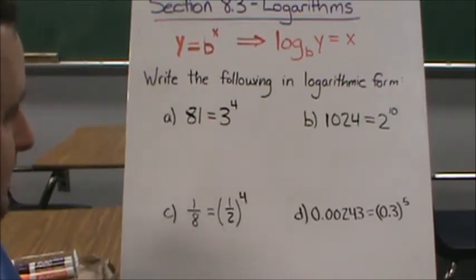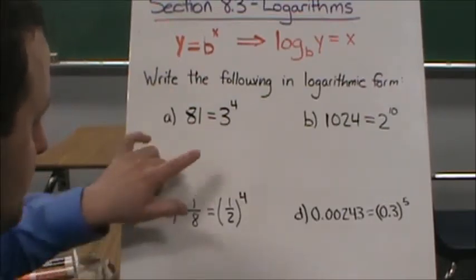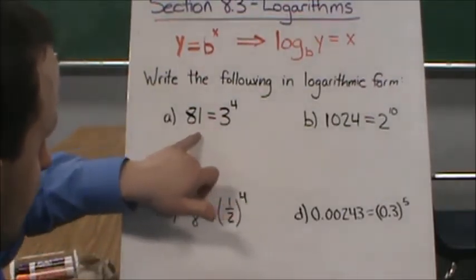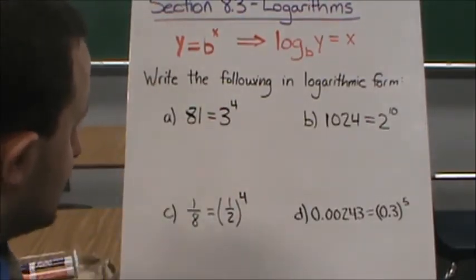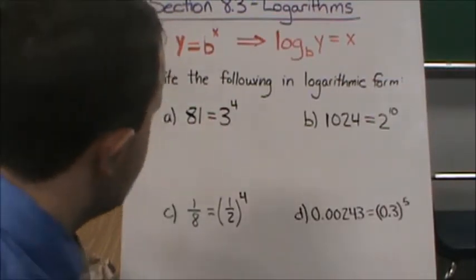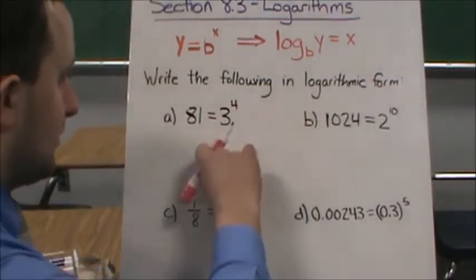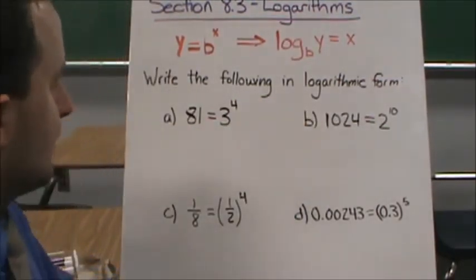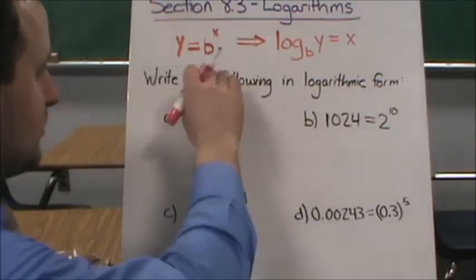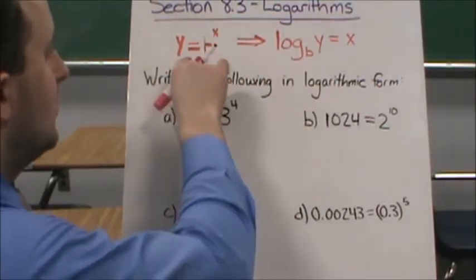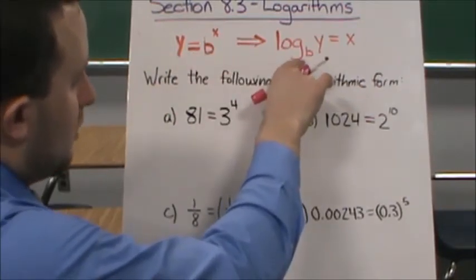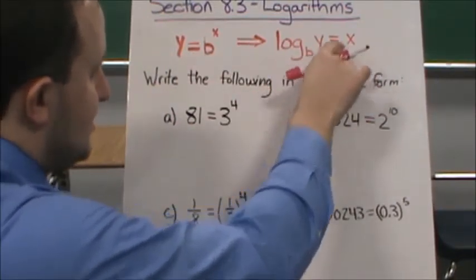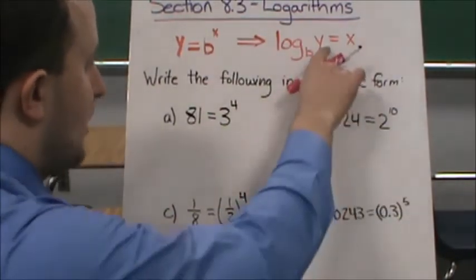So now let's do a couple of examples of writing these exponential forms as logarithmic forms. So converting just between exponential form and logarithmic form is what we're doing. So it says write the following in logarithmic form. And if you need to remember how to convert between exponential and logarithmic form, we have y equals b to the x implies the logarithm to base b of y is equal to x, and y has to be positive.